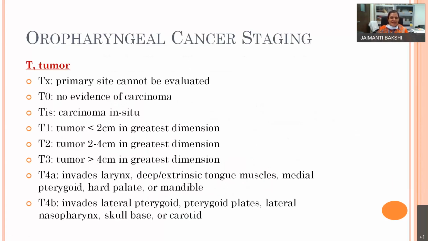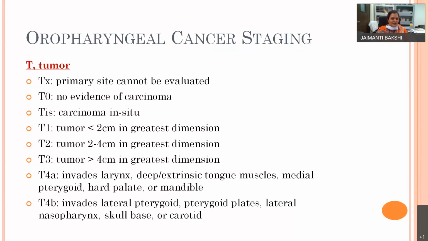Now coming to the oropharyngeal cancer staging. Staging is done according to the AJCC staging system, and it is the TNM staging system. For T, or tumor stage, TX is primary site cannot be evaluated. T0 is no evidence of carcinoma. Tis is carcinoma in situ. T1 is tumor less than 2 centimeters in greatest dimension. T2 is tumor 2 to 4 centimeters in greatest dimension. T3 is tumor more than 4 centimeters in greatest dimension.